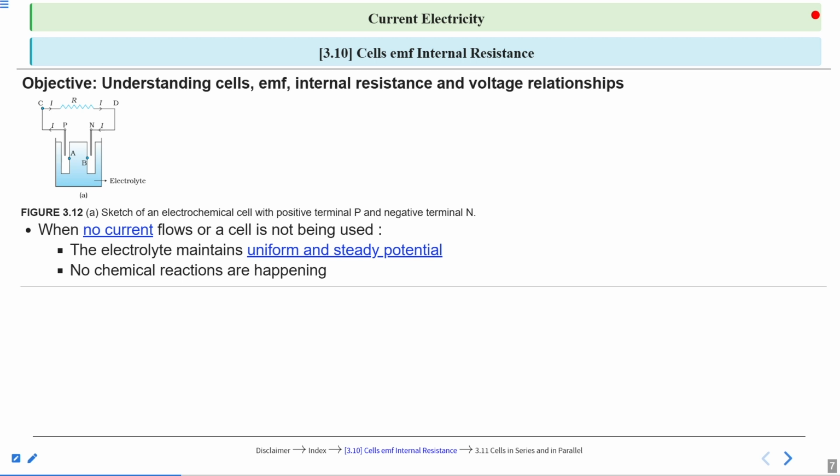Why steady and uniform potential? Due to positive voltage at the positive electrode and negative voltage at the negative electrode, so a potential difference is created across the electrolyte. No chemical reactions are happening. At this condition, when there is no current being drawn from the cell, no chemical reactions are happening, and the electrolyte maintains uniform and steady potential.